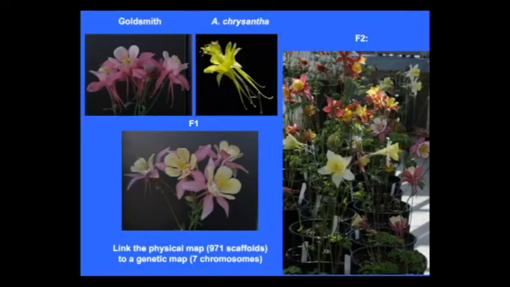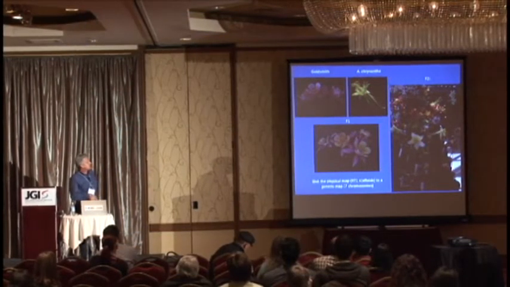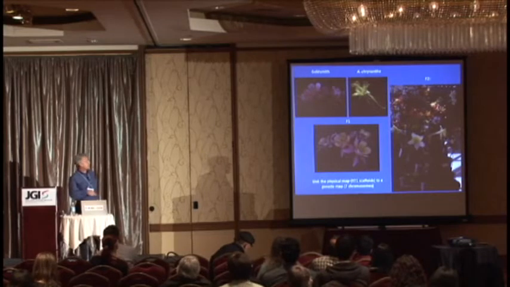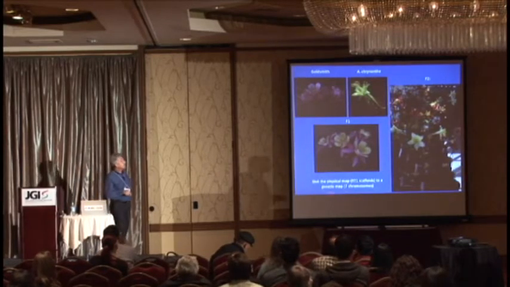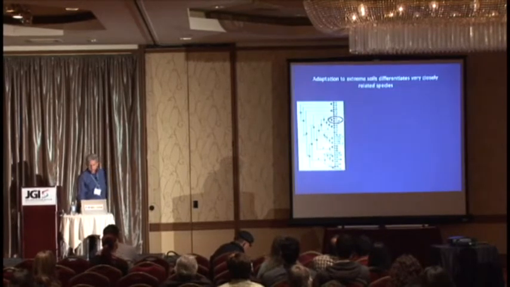So if we look at one more difference in flower color, this is the line that we sequenced for the genome. This is another independent loss of anthocyanins. The yellow color is carotenoids. If we cross those, we make an F1. Here's an F2 population. This is blooming right now in the greenhouse. And we're going to use this population to unite the scaffolds and unite the physical map to a genetic map. And then we'll also use it for differentiating the color differences.